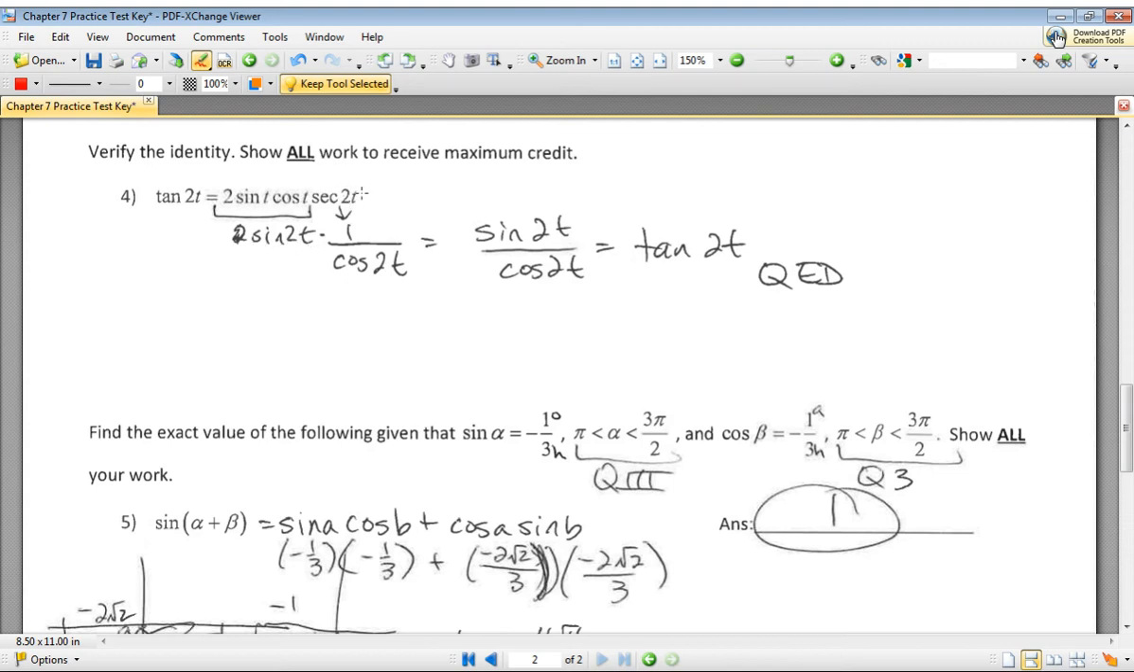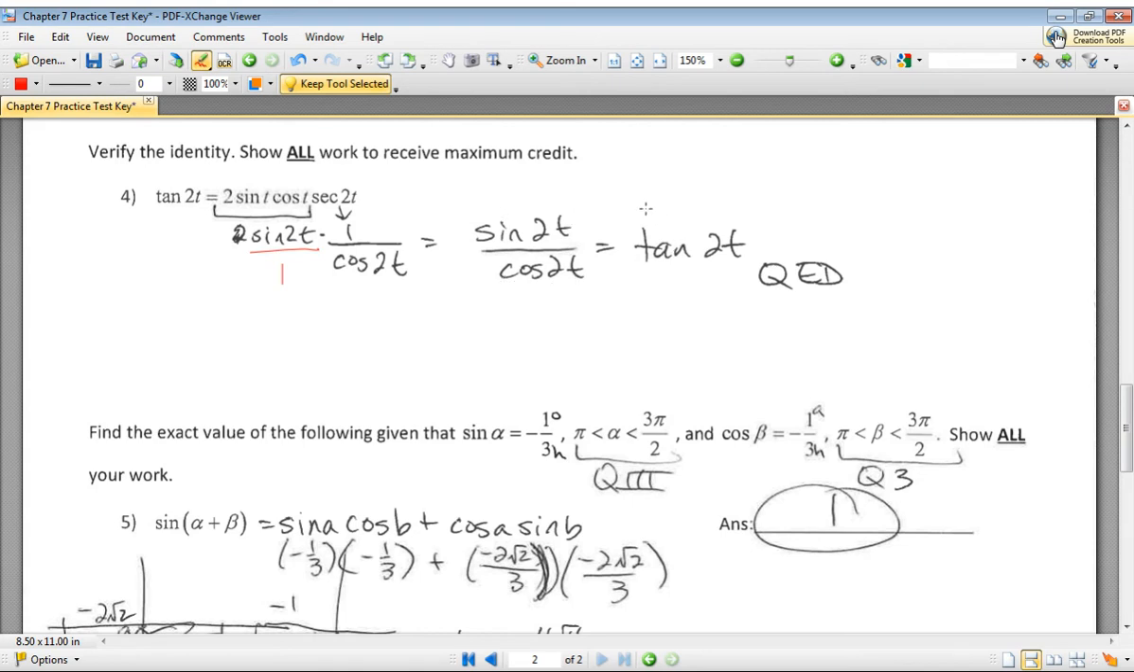Secant 2t, well, the same rules again should apply. I want to turn everything into sine and cosine. So secant is 1 over cosine. So secant 2t is going to be 1 over cosine 2t. This is in the numerator. This doesn't have a denominator, so it's over 1. So I'm going to have, when I multiply across, sine 2t over cosine 2t.